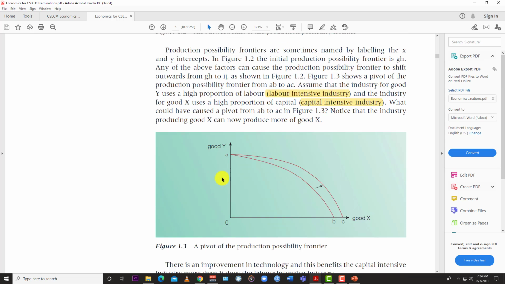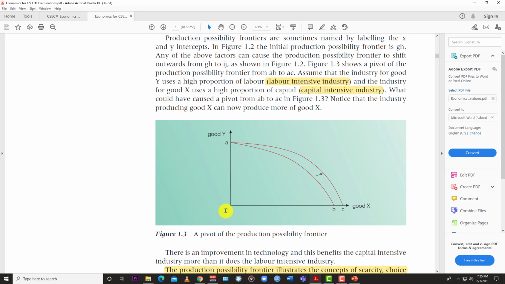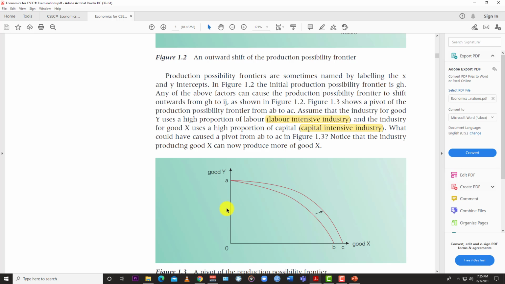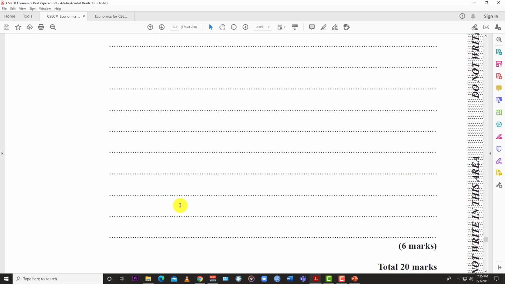Look at the production possibility curve right there. See economic efficiency. When the economy is producing on its production possibility frontier, the economy is said to be efficient. So in this case, we're looking at him as the sole producer, and some idea of efficiency coming out right there. All right, so you can play with those three and get your 6 marks. Define them, explain them in accordance to the case study right there, and you should be able to get your full marks. All right, so that's it for number 1 for the May-June 2019 CSEC Economics Paper 2.